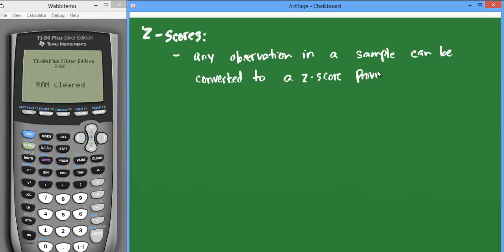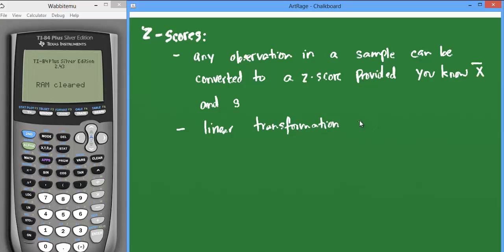provided you know the mean of the sample, which is X bar, and you know the standard deviation of the sample, which is S. And Z-scores are a linear transformation of the sample. In other words, if you start with a sample of n observations, sample size is n, you can obtain n Z-scores.